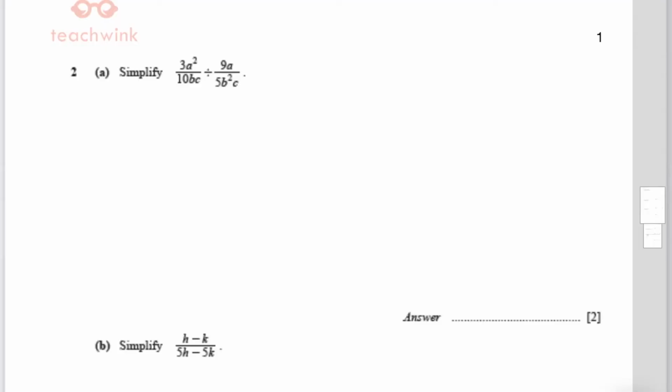The question says simplify 3a squared over 10bc divided by 9a over 5b squared c. The first step that you do is you write 3a squared over 10bc as it is, and you switch the sign from division to multiplication and you flip the fraction 9a over 5b squared c to 5b squared c over 9a.